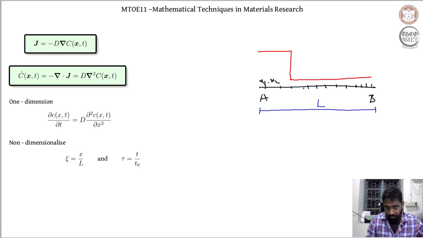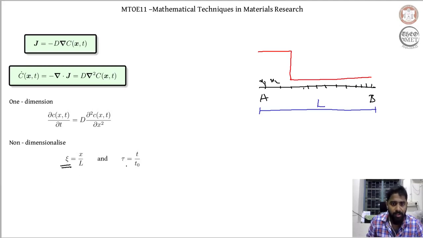The unit of length that I use to describe my position, I can non-dimensionalize by the ratio of x and L. So x gives me my position, and I'm taking the ratio of x with respect to my characteristic length. So this is going to get non-dimensionalized. This is the non-dimensional variable of my position.